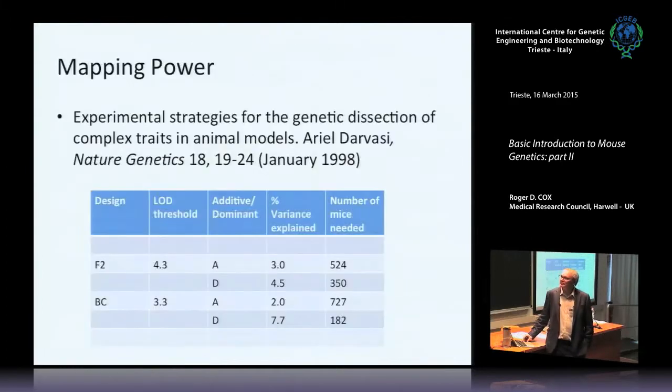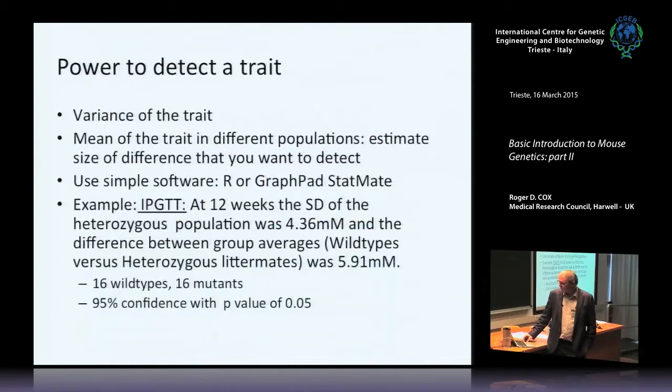Yeah, and the mapping power differs by the type of cross. I'm just going to skip over that. So the power to detect a trait depends on the variance of that trait. If you know the mean of your trait value across a population of, let's say, your inbred strain, and you know the standard deviation, it's easy to use software like R or GraphPad StatMate to calculate power.